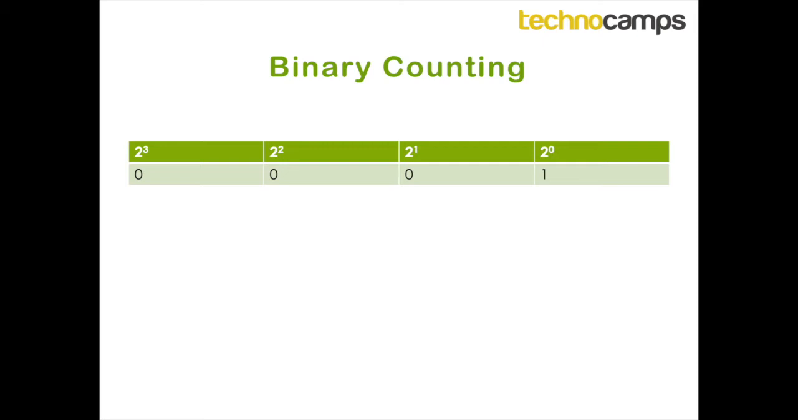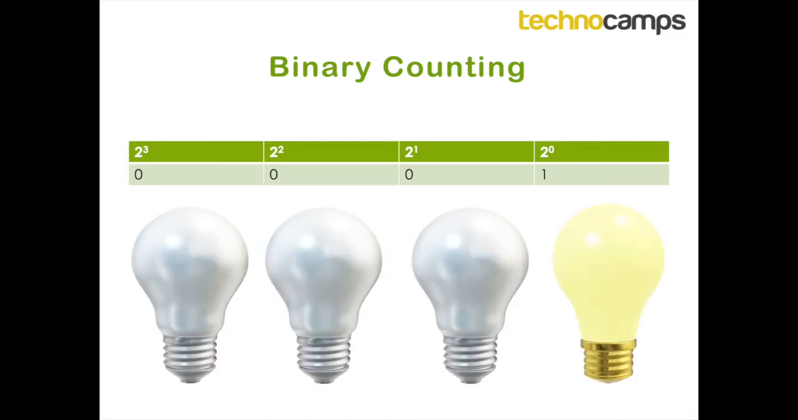So let's take an example. So like I said, 2 to the power of 0 will always be 1, 2 to the power of 1 will be 2, 2 to the power of 2 will be 4, and 2 to the power of 3 will be 8. So in binary, 0, 0, 0, 1 will obviously be the value 1. So as you can see, off, off, off, on, so we have 1. Obviously 0, 0, 0, 0 will be the value 0.